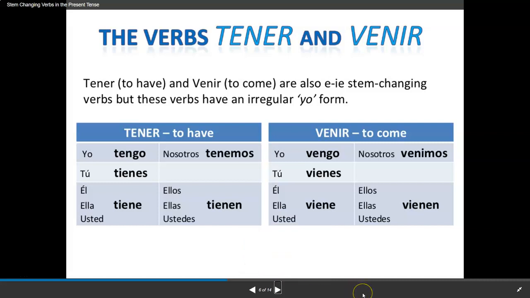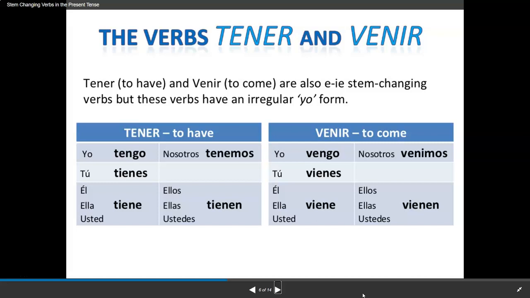I also want to show you the verbs tener and venir. Tener, to have, and venir, to come, are also E to IE stem changing verbs, but these verbs have an irregular yo form. Watch what happens. Look at my verb tener, to have. This is how you guys use the word tener to express your age last unit. Por ejemplo, yo tengo 15 años was I am 15 years old.